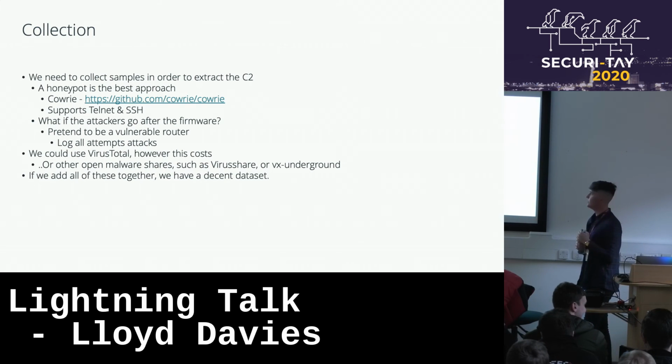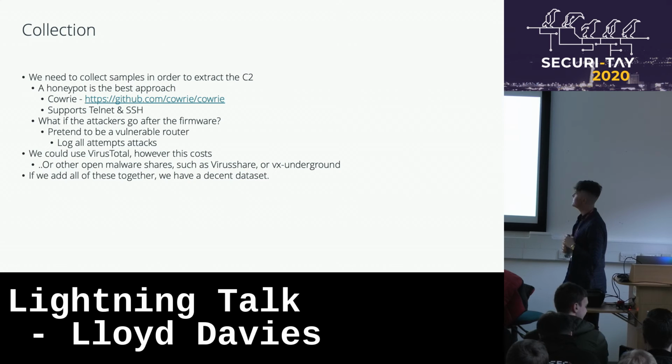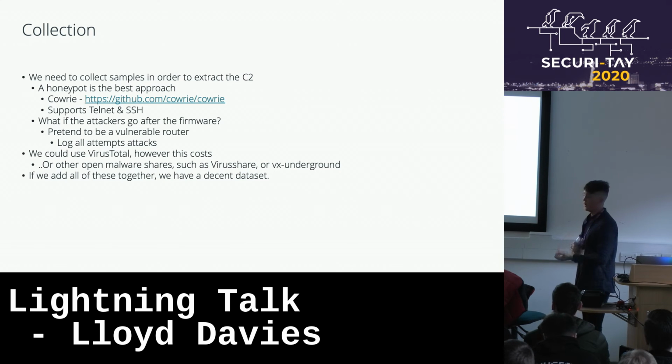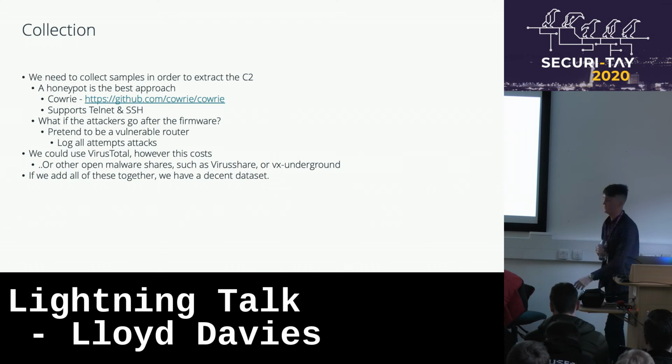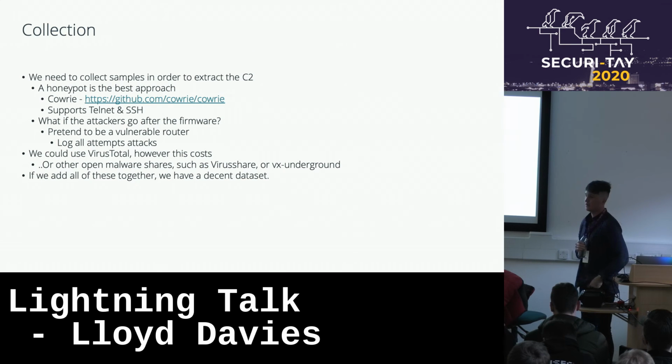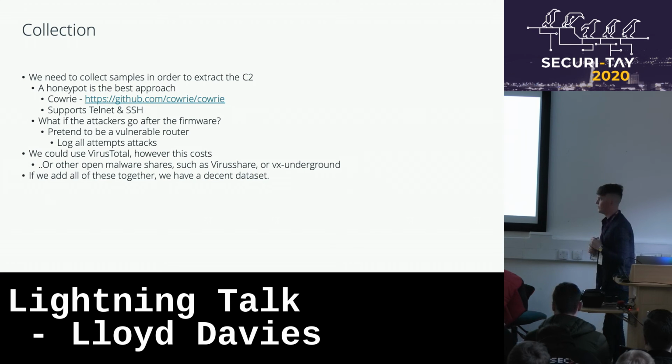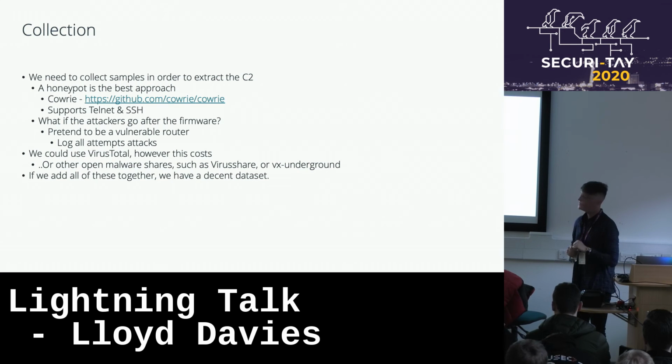Yeah, so back to the collection point. We need to collect the samples. The honeypot's the best approach. And Cowrie is great. The guys behind Cowrie constantly update it. It's the best telnet and SSH honeypot that's ever existed. It's really good, and the guys behind it are really good as well. As for what the attackers go after, it's the firmware. There have been a lot of vulnerabilities which are firmware based.